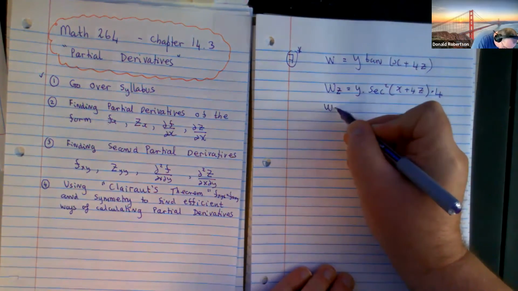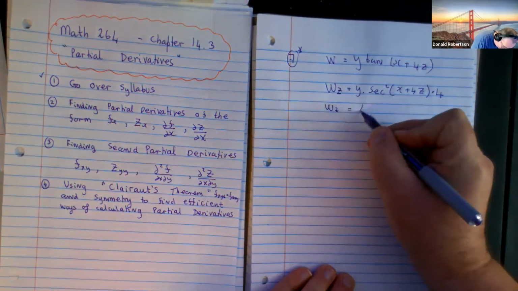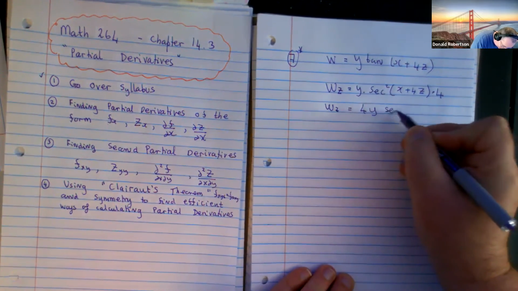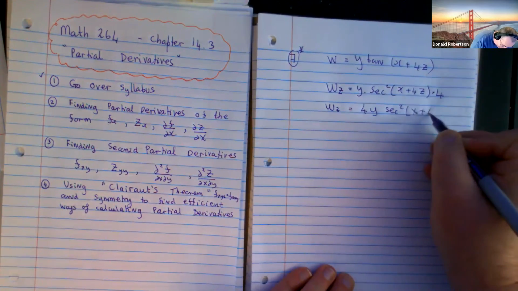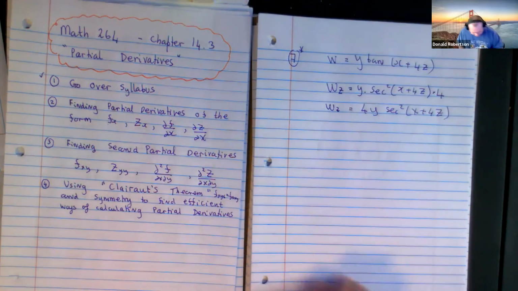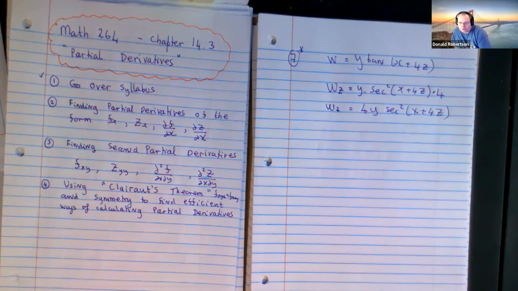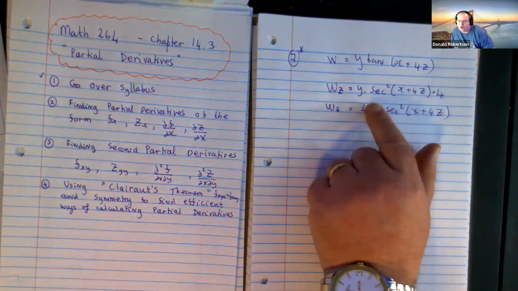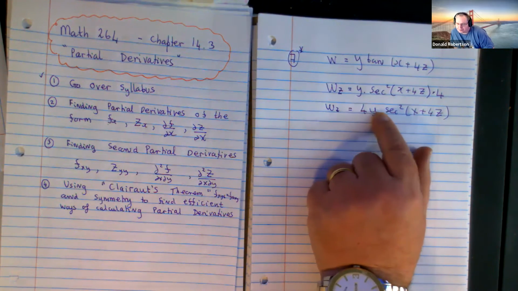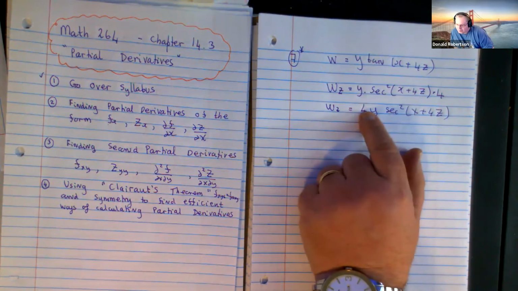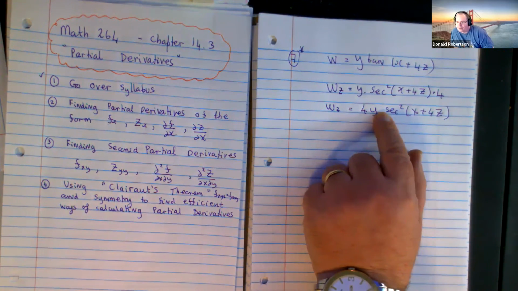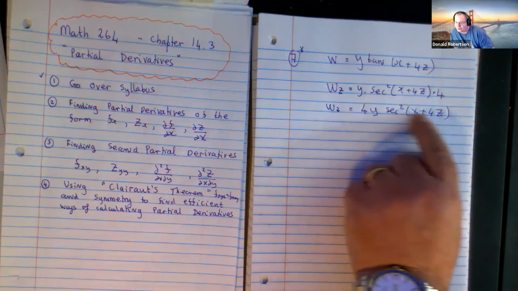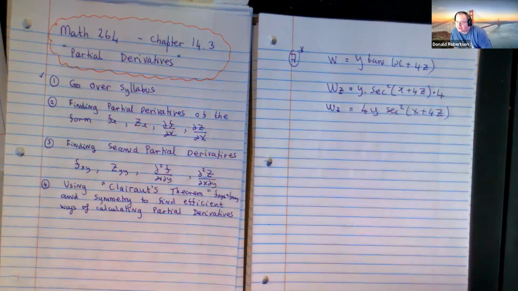And so the partial derivative with respect to z then is 4y secant squared x plus 4z. And that is a pretty common rule in style points. You always write style points from simplest thing to ugliest thing. So numbers, x's and y's, x's and y cubes, and then the ugly stuff, right? The secant squareds and the square root stuff at the end. And that's the typical order that you should write things as style points.